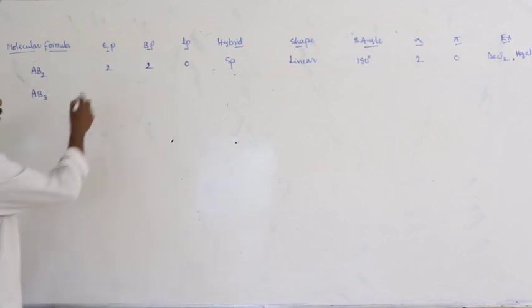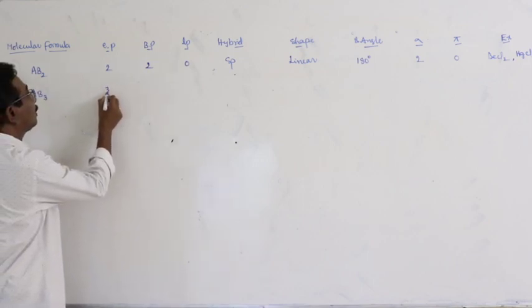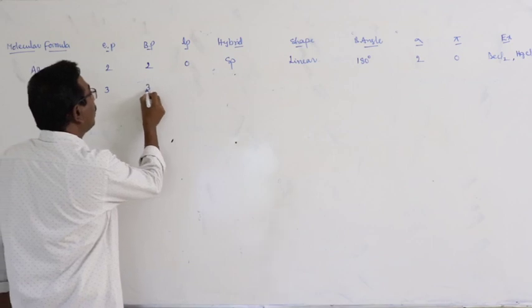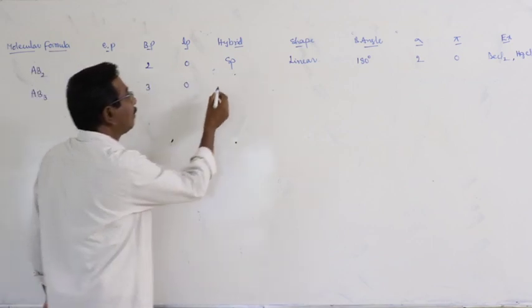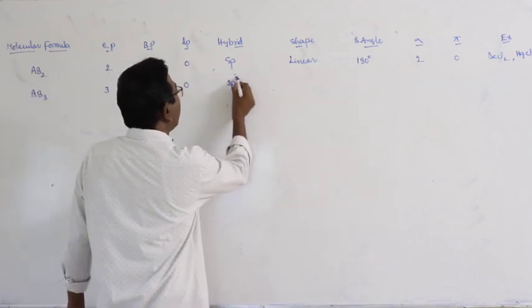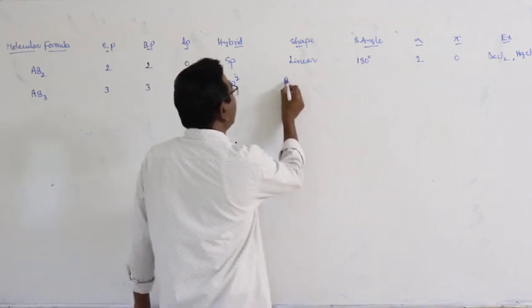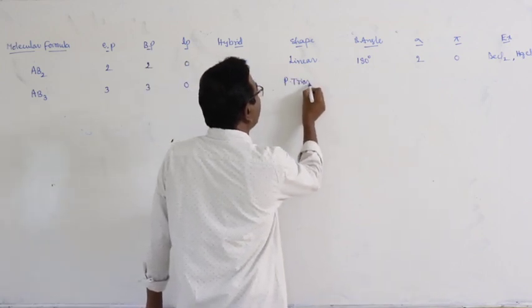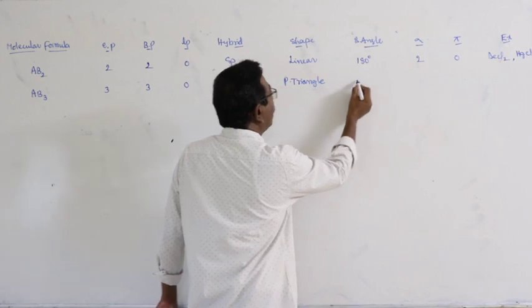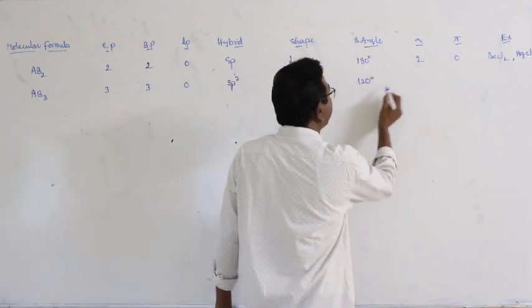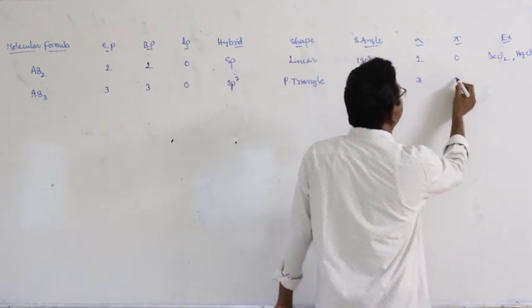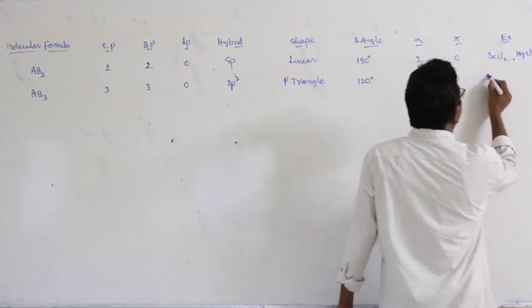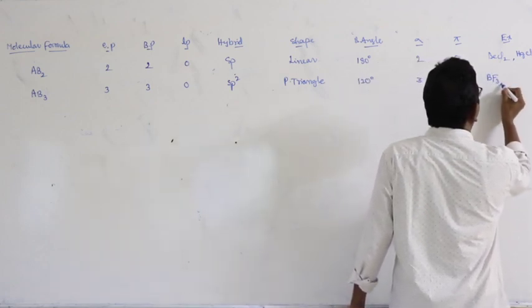Next, AB3. Number of electron pairs 3. Number of bond pairs 3. Number of lone pairs 0. Hybridization sp2. Shape of the molecule planar triangle. Bond angle 120 degrees. Number of sigma bonds 3. Pi bonds 0. Example, BF3.